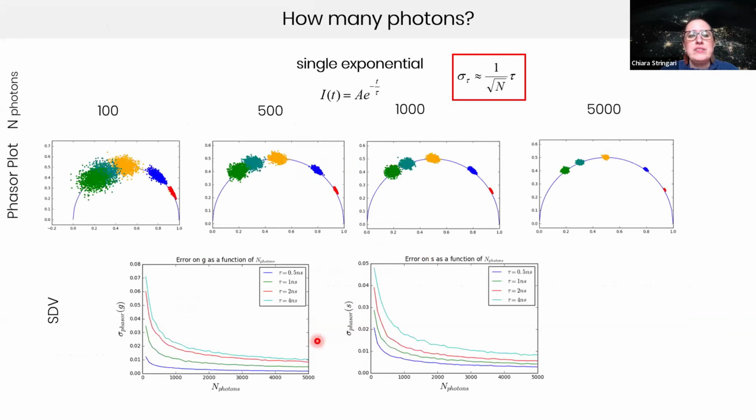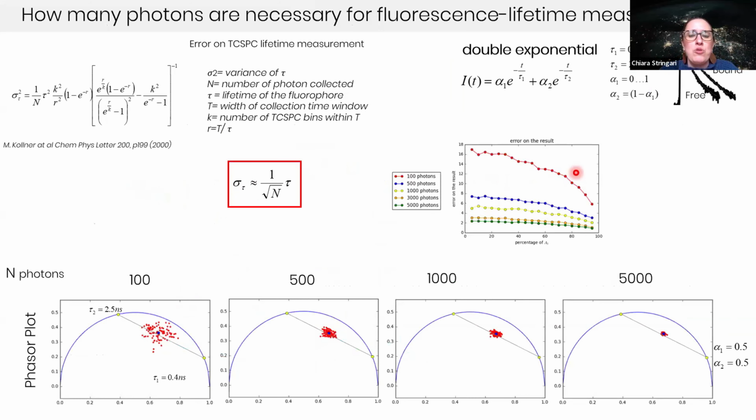And this is just to give you an idea of what is happening in the phasor space. If you have an increasing number of photons, the cloud is kind of shrinking, and then your measurement is going to be more precise. Of course, both in the single exponential case or in a double exponential decay, where you have free and bound NADH.